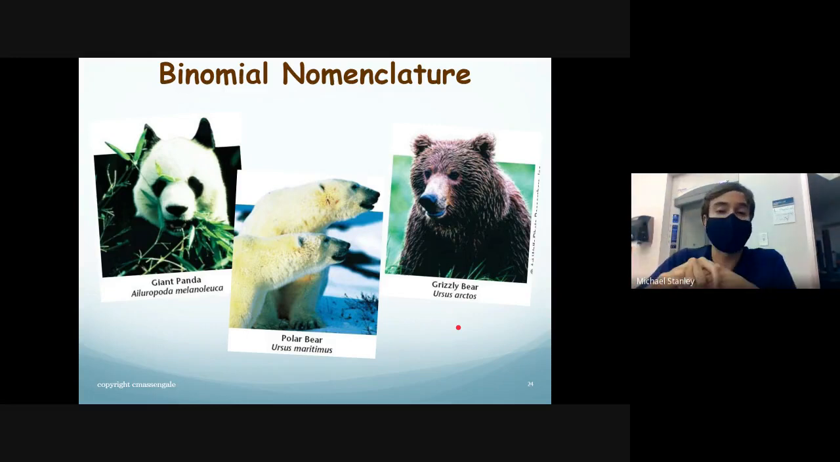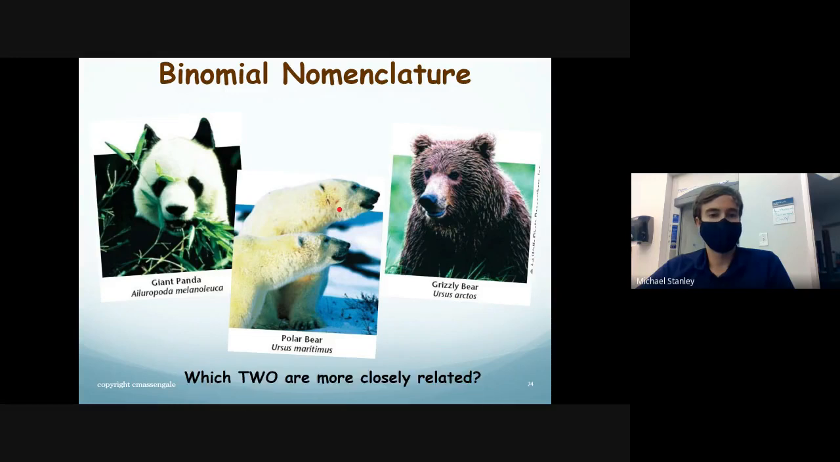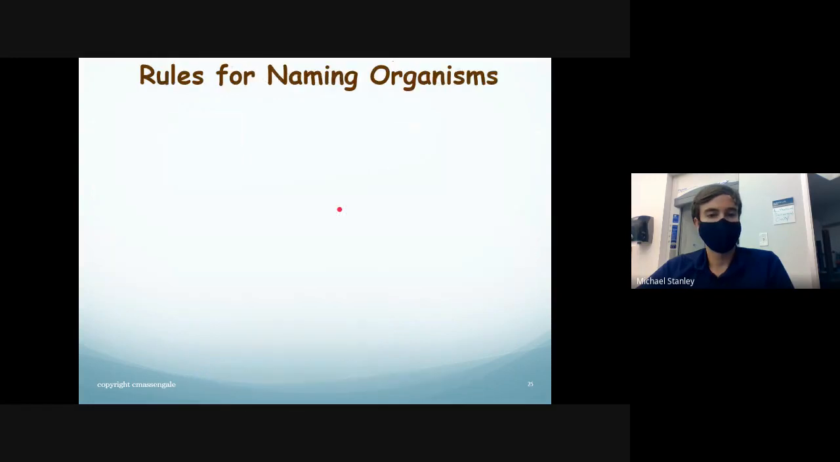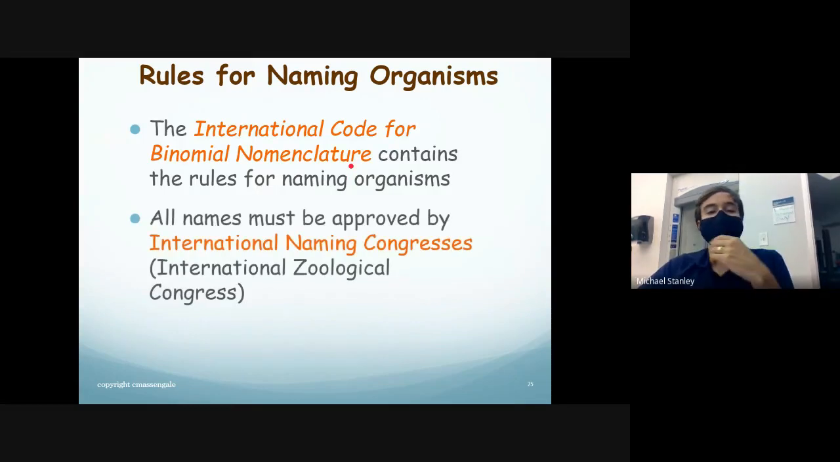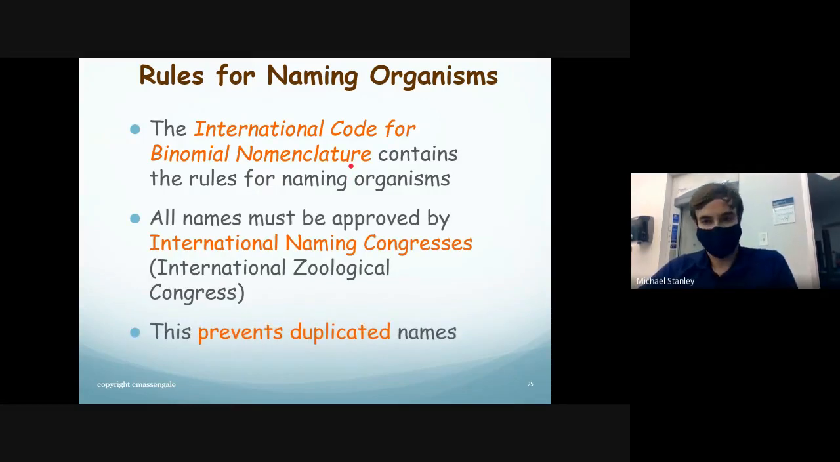So that is how species are named, and that is why species are named, to cut down on confusion and make it so that one specific name goes with one specific species. So depending on what type of species that you're working with, there are rules for how you're supposed to name the species and conventions that you're supposed to follow.